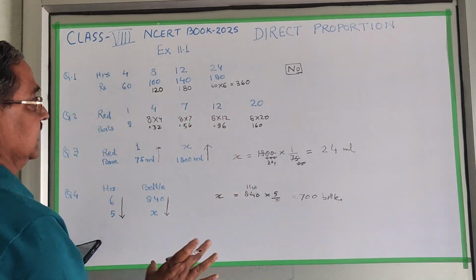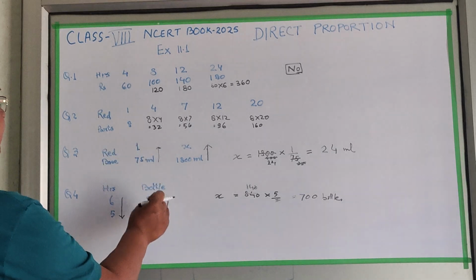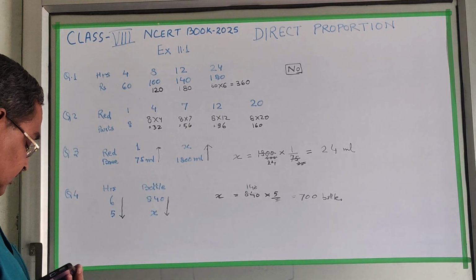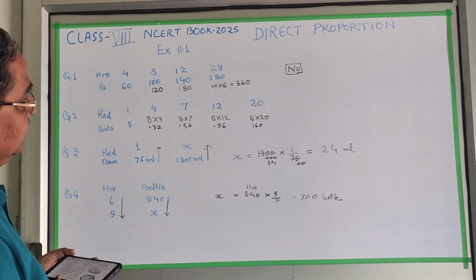I think in this way you can do all the direct proportion questions. You have to always put the arrows here. Now I will solve the rest of the questions, 5th onward, in the next video.